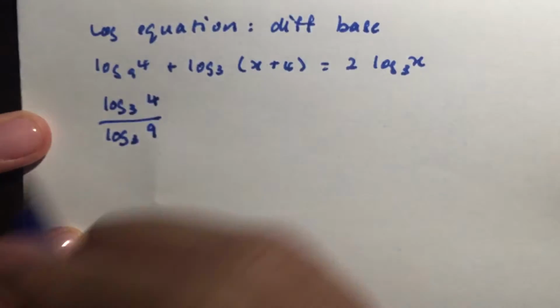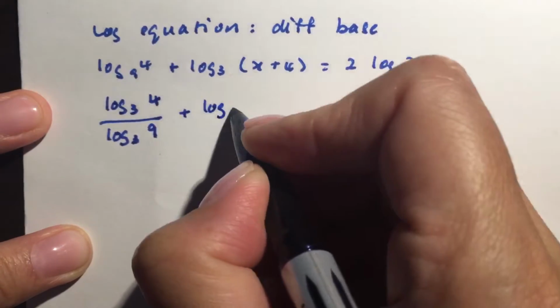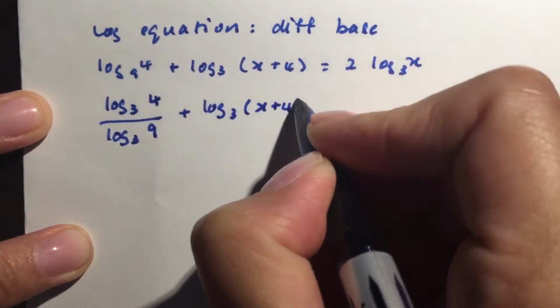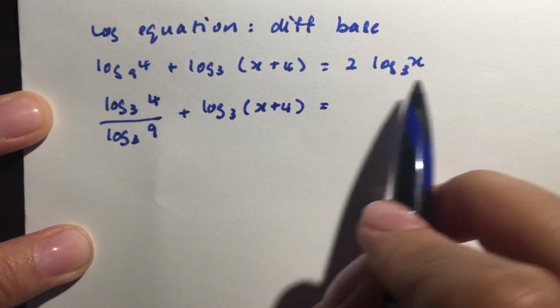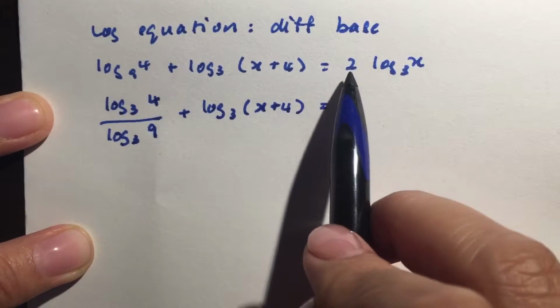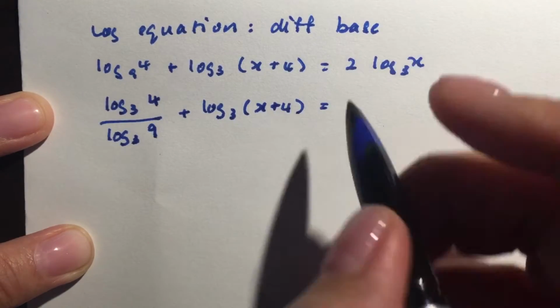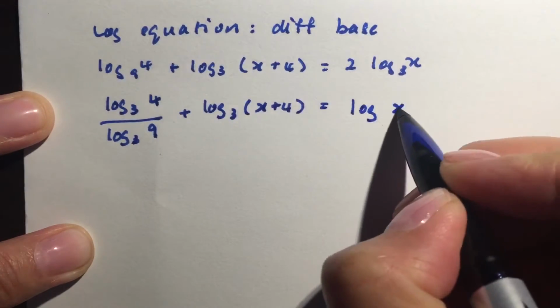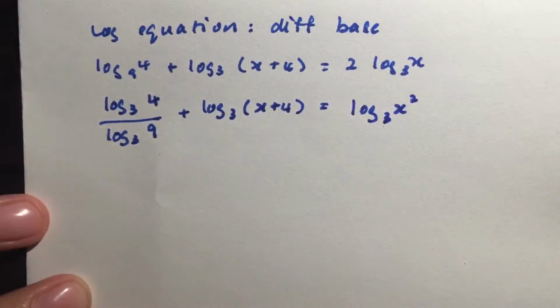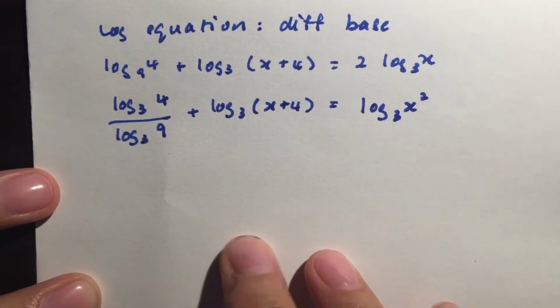Now for this one, no difference. And for this one, because eventually you may need to do some comparisons, I'm going to use the power rule to bring up the 2. So I have log x squared to the base 3. Alright, so just get it out of the way first.